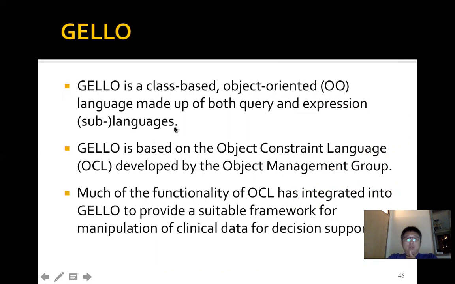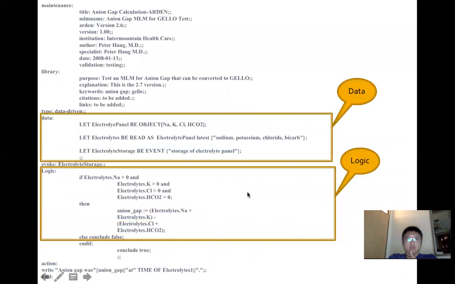And GELLO is another similar thing. They try to create something for decision support knowledge. Okay, here are some details. It's quite similar to the Arden syntax. They mostly have two components. They have a data component and they also have the logic component. But this is quite similar.